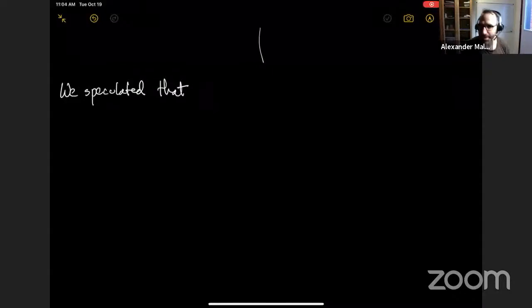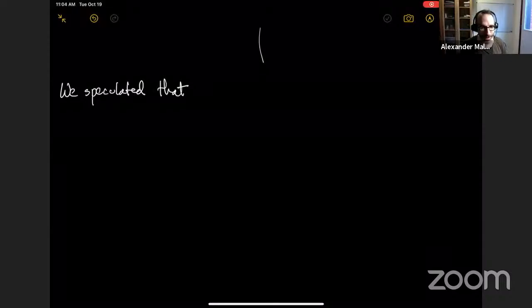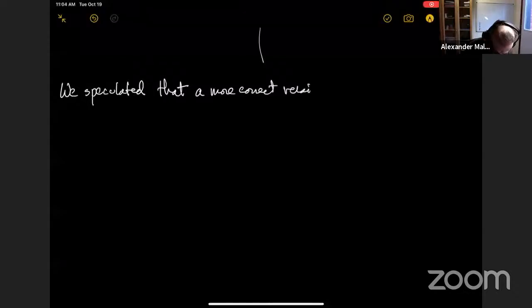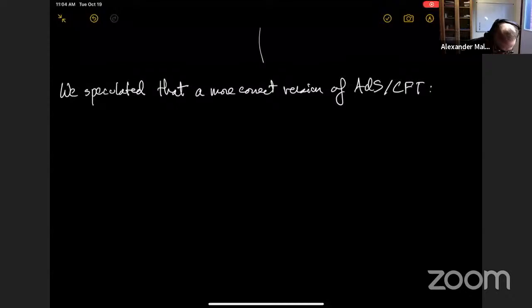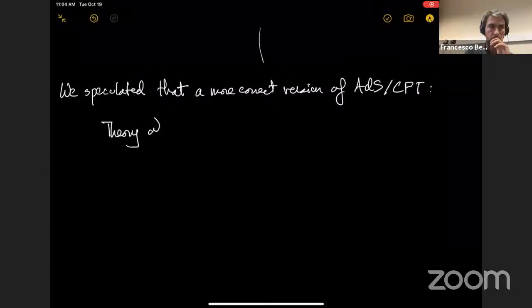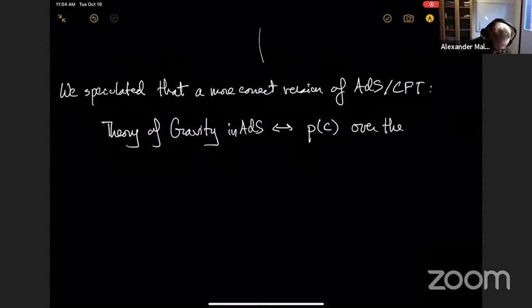So we speculated, and let me know if this thing crashes at some point, or if you can't hear me anymore. We speculated that a more correct, or we might want to say more complete, version of the AdS/CFT correspondence is one that relates a theory of gravity in asymptotically AdS space to some probability distribution over the space of conformal field theories.